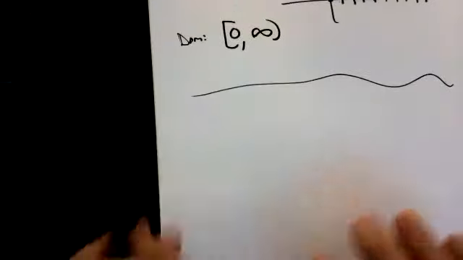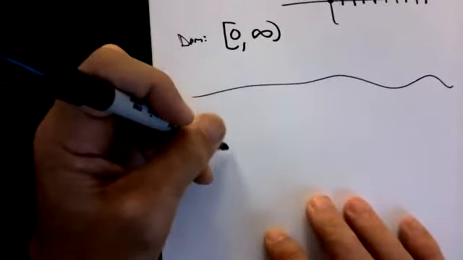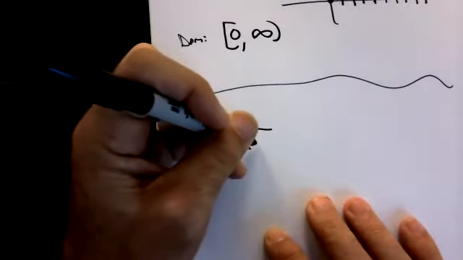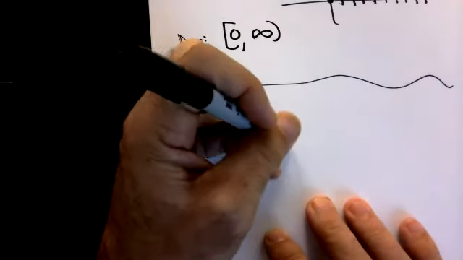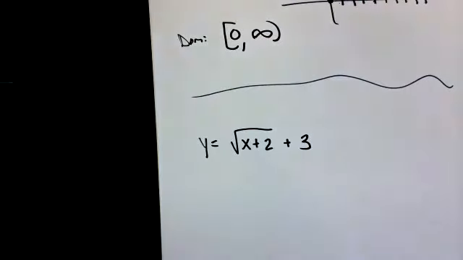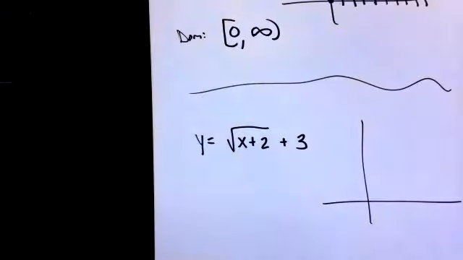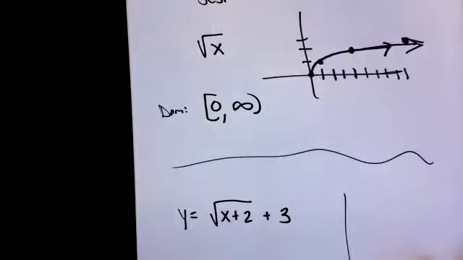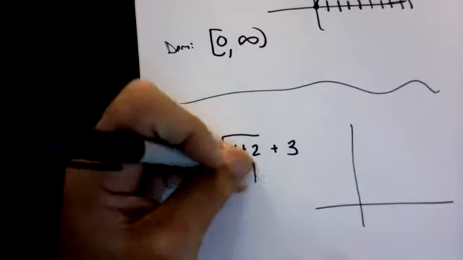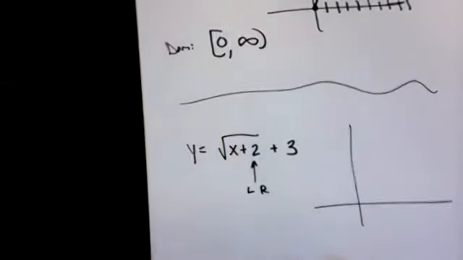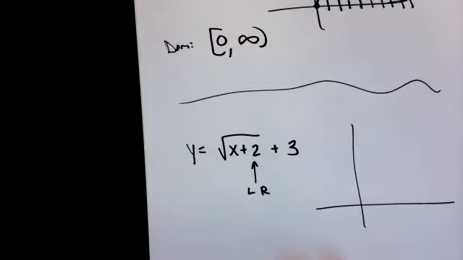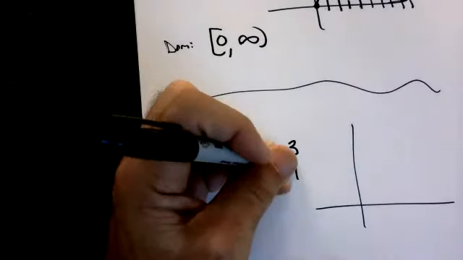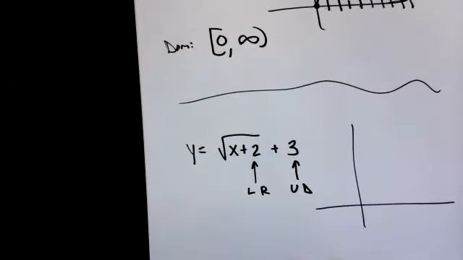Okay, if they do some stuff within the graph, for example, they said the square root of x plus 2, plus 3, then it's going to be a similar graph. So basically this same shape, but it's going to shift. Any number inside of the radical is going to shift the graph left or right. Any number outside of the radical is going to shift the graph up or down.